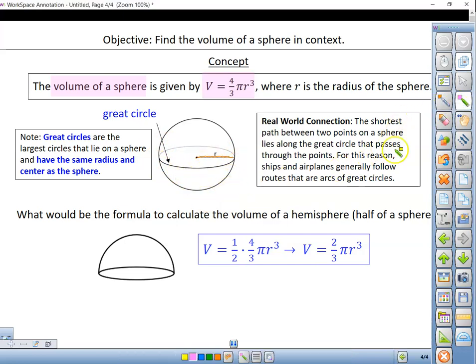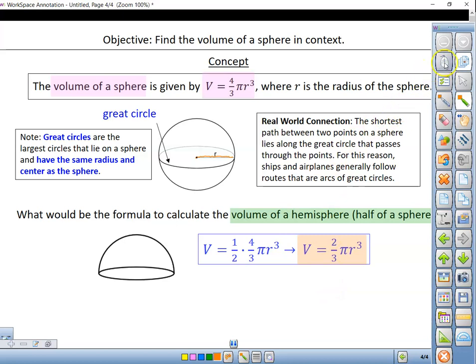The other thing that we sometimes encounter in problems related to spheres is a hemisphere. A hemisphere is half of a sphere. So the formula for the volume of a hemisphere can be calculated by taking our sphere formula and multiplying times a half, which is shown here. Then our 2 and our 4 reduce, and we get 2/3 instead of 4/3. You can think of half of 4 is 2, and that gives us half of the sphere. And so we have 2/3 times pi r cubed for our hemisphere.